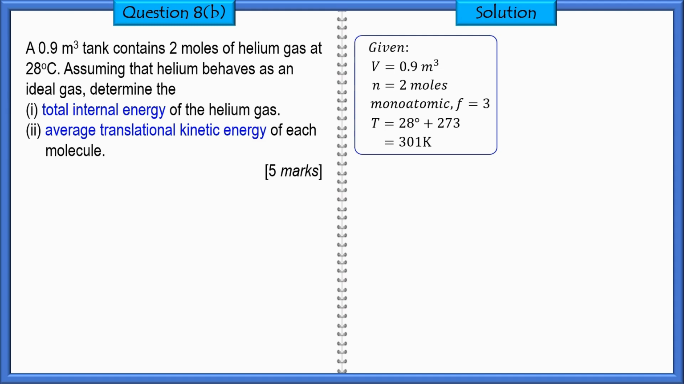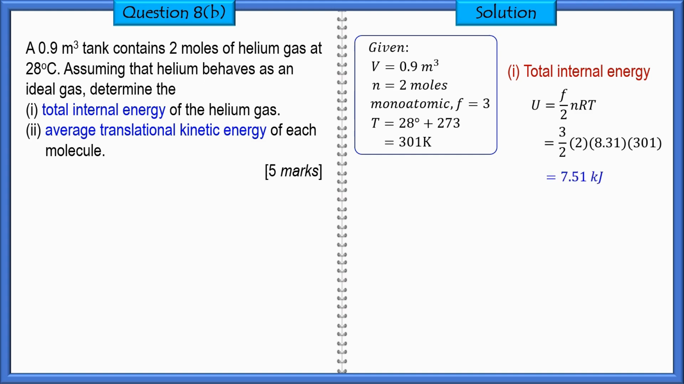By assuming that helium behaves as an ideal gas, you need to determine the total internal energy of the helium gas. For total internal energy, the equation that you need to use is U is equal to F over 2 nRT. F refers to the degree of freedom, which depends on the types of gas, monoatomic, diatomic or poly. In this case, helium is monoatomic, so F is equal to 3, with 2 mole of gas. R is the molar gas constant, and temperature is in the SI unit. You will get that the total internal energy is 7.51 kilojoule.